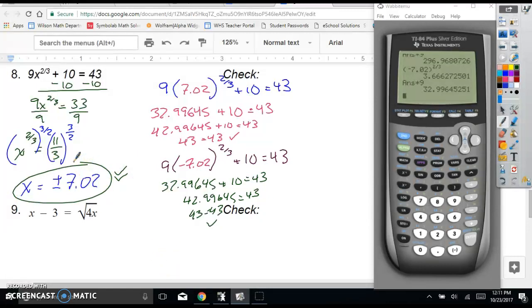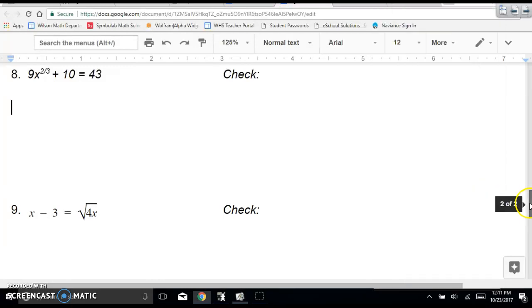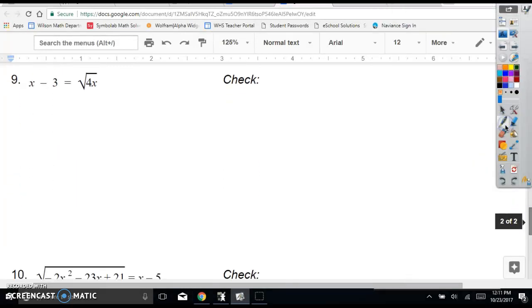So there's number 8. Okay. So moving on, going down here to 9. Notice that the square root is by itself. That's what we want. We always want the radical by itself. So when we square it, this is a lot easier to do.